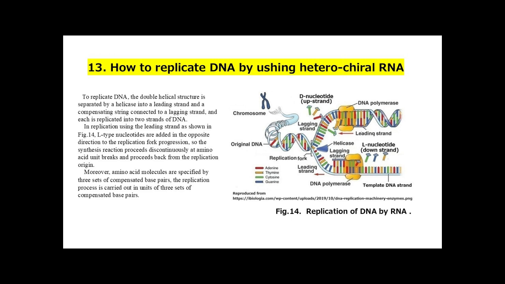How to replicate DNA by using heterochiral RNA. To replicate DNA, the double helical structure is separated by a helicase into a leading strand and a compensating strand connected to a lagging strand, and each is replicated into two strands of DNA. In replication using the leading strand as shown in Fig. 14, L-type nucleotides are added in the opposite direction to the replication fork progression, so the synthesis reaction proceeds discontinuously at amino acid unit breaks and proceeds back from the replication origin. Moreover, amino acid molecules are specified by 3 sets of compensated base pairs. The replication process is carried out in units of 3 sets of compensated base pairs.